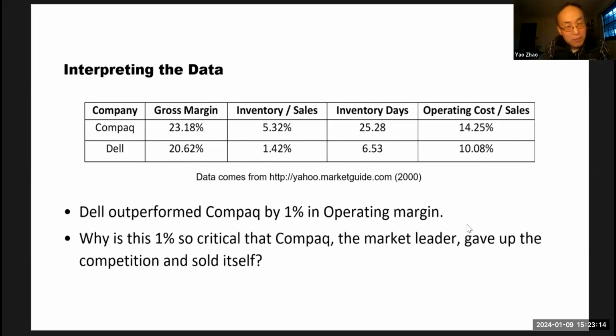So here's my question. Why is this 1% so critical that Compaq, the market leader, gave up the competition and sold itself? Can anybody tell us the insight?